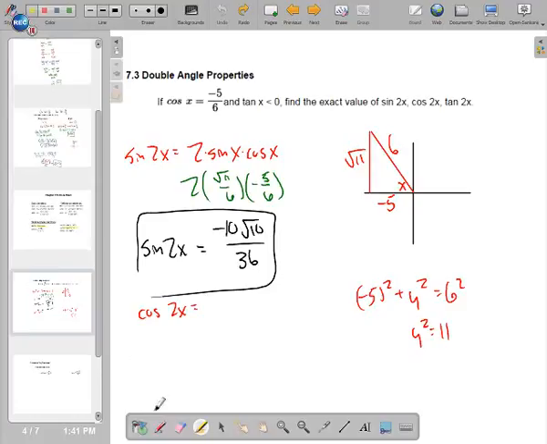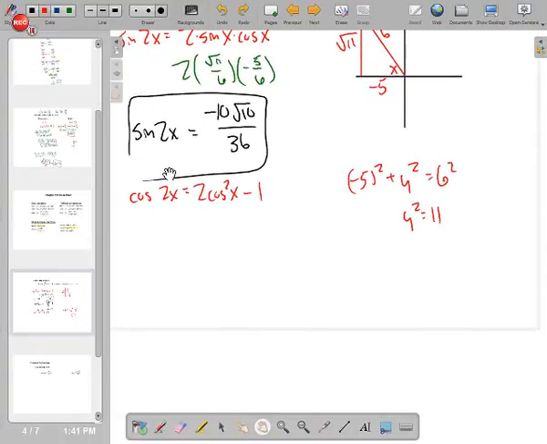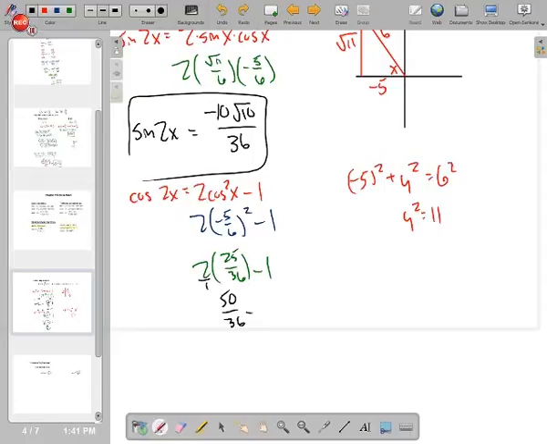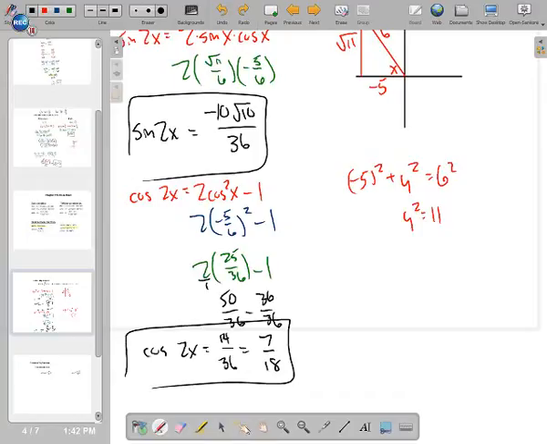2 cosine squared minus 1. So the cosine of 2x is 2 cosine squared x minus 1. So I'll do 2 times, the cosine is negative 5/6, and when you square it, you're going to get rid of that negative. So 2 times 25 over 36 minus 1, that is 50 over 36, because remember that's 2 over 1, minus 1. But I'm going to write it as 36 over 36, so I get the cosine of 2x is 50 minus 36 is 14 over 36, which reduces to 7 over 18. So the cosine of 2x is 7 over 18.